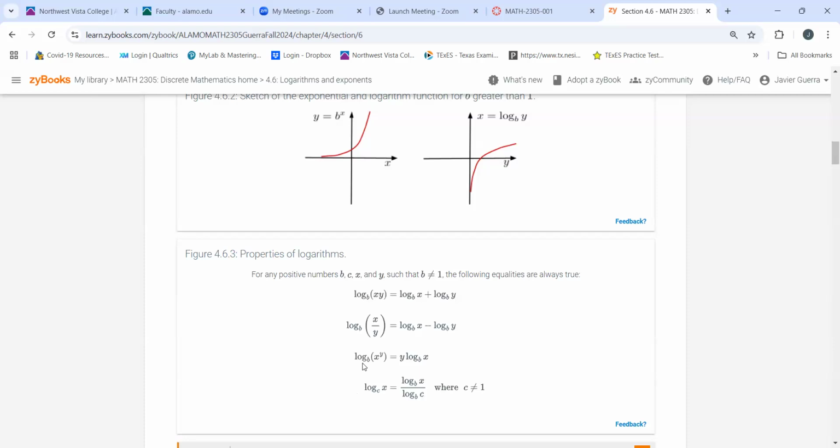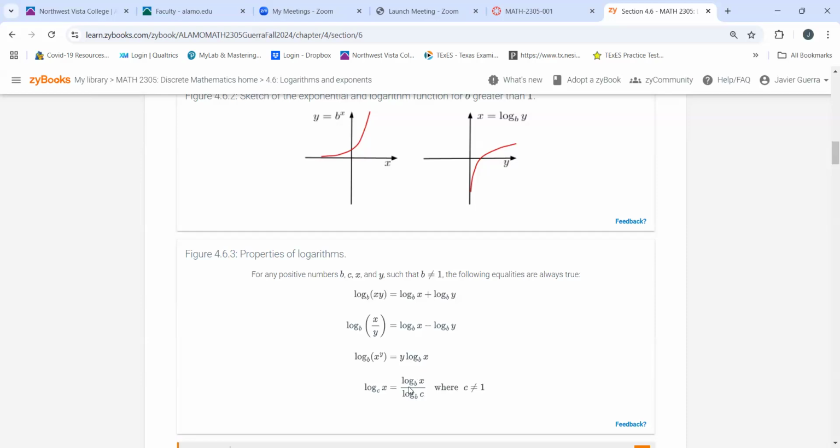The third formula is log base b of x raised to the y power. Since x is being raised to a power, we move that power to the front. So it becomes y times log base b of x.